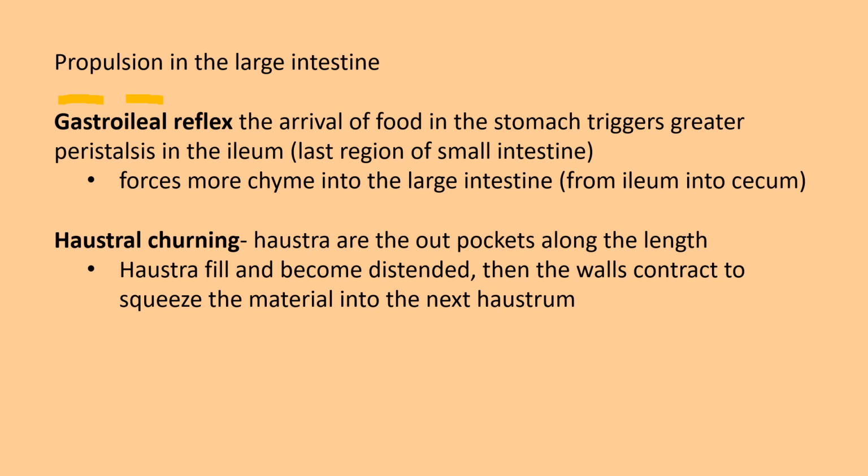And then our second type of movement here is called haustral churning. I'll show you an image of the large intestine in just a little bit, but haustra are these pouches that occur along the length of the large intestine. And during haustral churning, a pouch will distend and swell as it fills with chyme. And then that pouch, the muscularis of that pouch, will compress and squeeze and push that chyme into the next haustrum. So that chyme will move from haustrum to haustrum in the direction of the rectum. And that's called haustral churning.